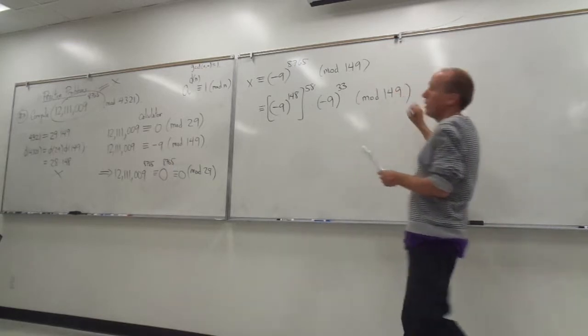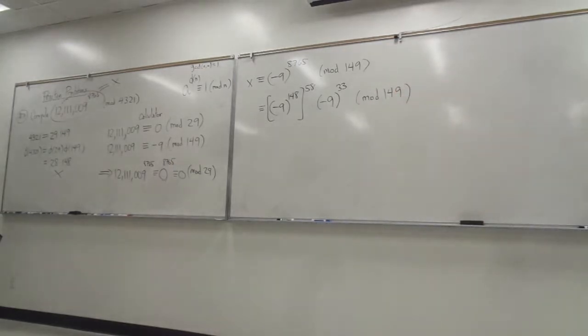Okay, so this is just the division algorithm. I just simply take 8765 and I divide it by 148. I get a quotient of 58 and a remainder of 33.